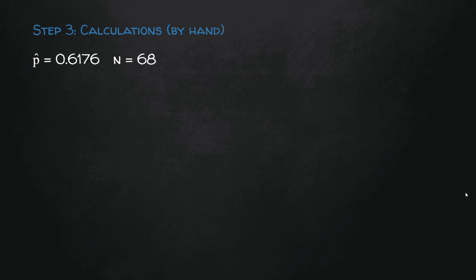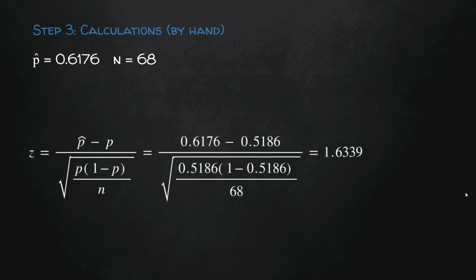Our z test statistic is going to be calculated by taking our data value p hat, subtracting p, the given proportion in the problem, and then dividing by the standard deviation of the sampling distribution. If we plug all those values in, we end up with a test statistic of 1.6339.